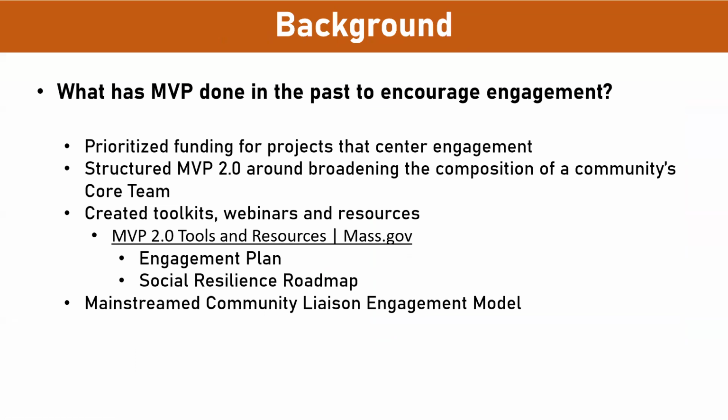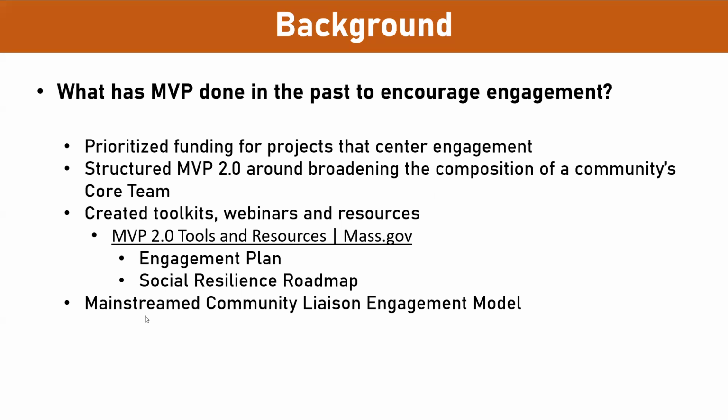So, with that being said, and why it's important, what has MVP done to encourage past engagement? For the most part, we prioritize funding for projects that center engagement. In the MVP2 process, we've structured it so that the community is more deeply involved in the decision-making process, and we've created tools, webinars, and resources that you can use in your own community to begin planning more equitably. And most importantly, which I think is really exciting, we're working to mainstream the community liaison engagement model, which is what we're here to talk about today.